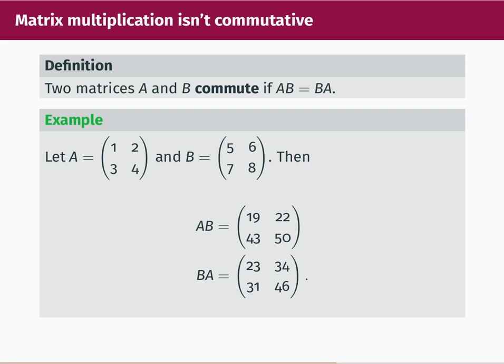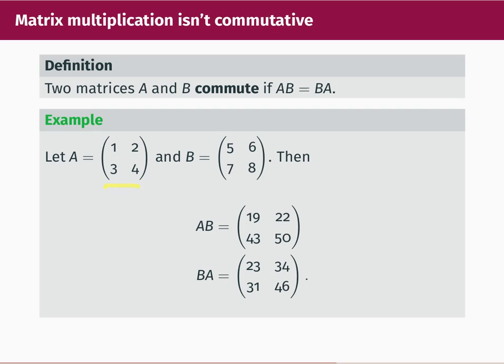So let's look now at a way in which matrix multiplication is not like ordinary multiplication of numbers. And that is that matrix multiplication is not always commutative. So we'll make this definition that two matrices A and B commute if AB and BA are both defined and they are equal. They won't always both be defined. Sometimes you can multiply A times B, but you can't multiply B times A. But two matrices commute if AB and BA are both defined and they are equal.